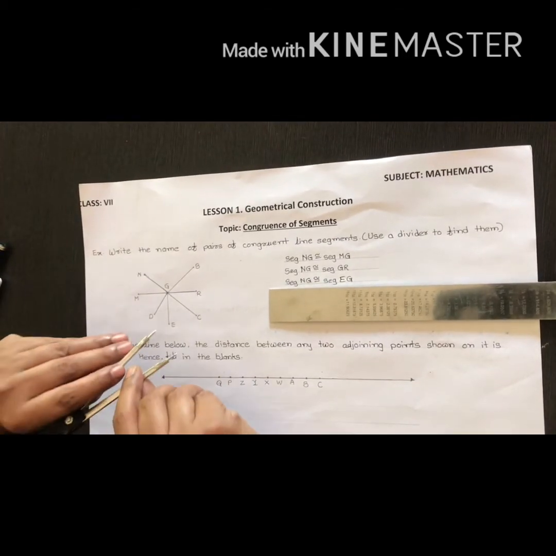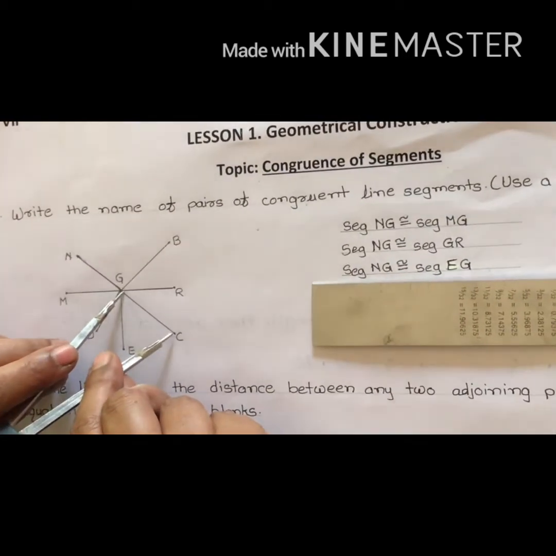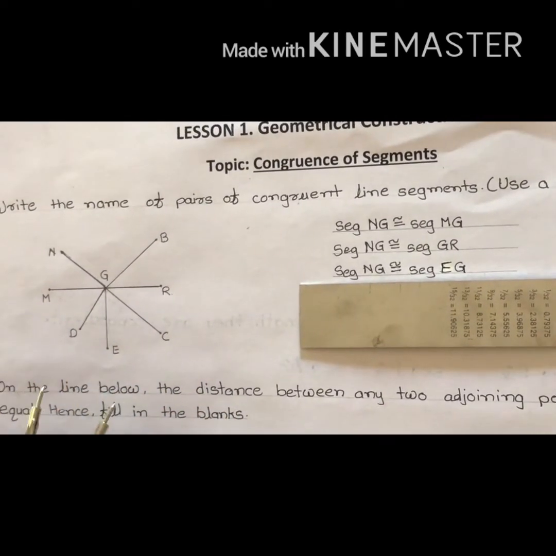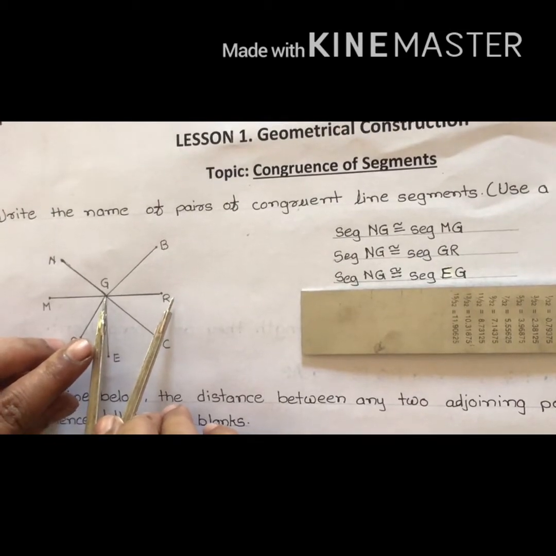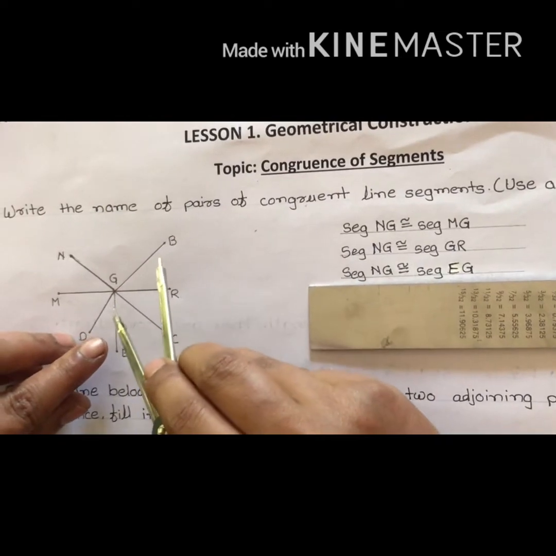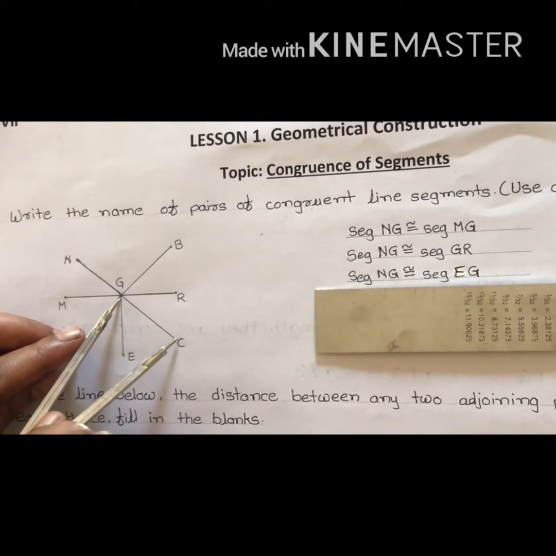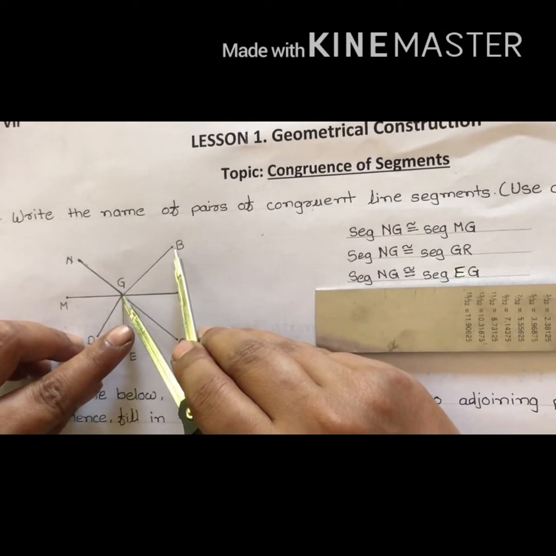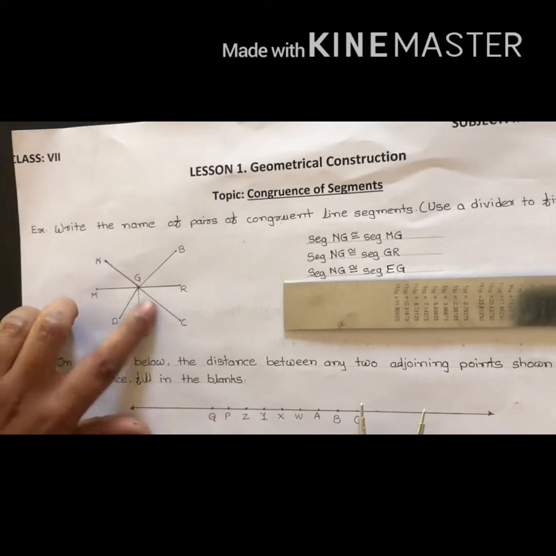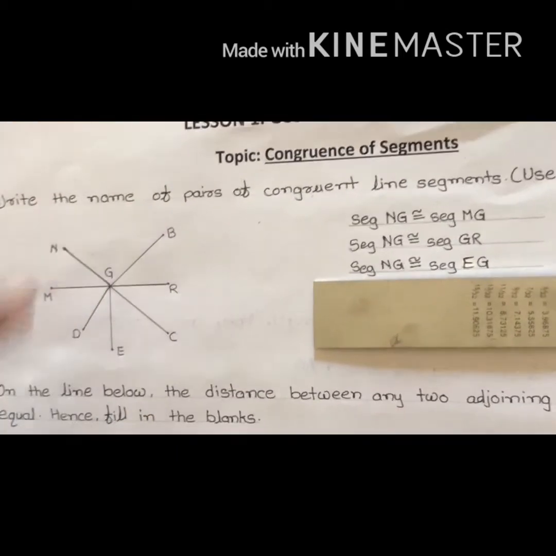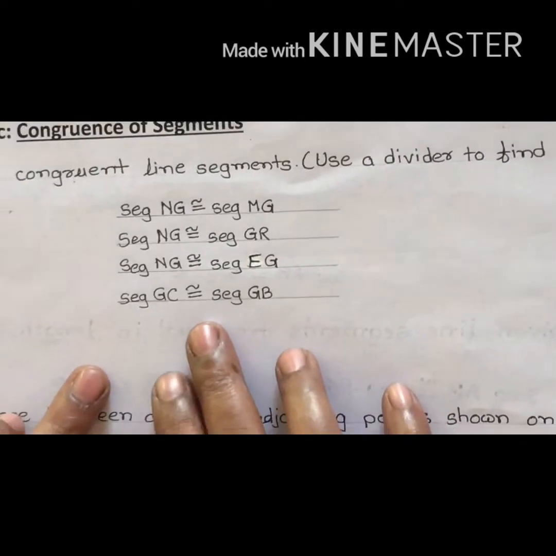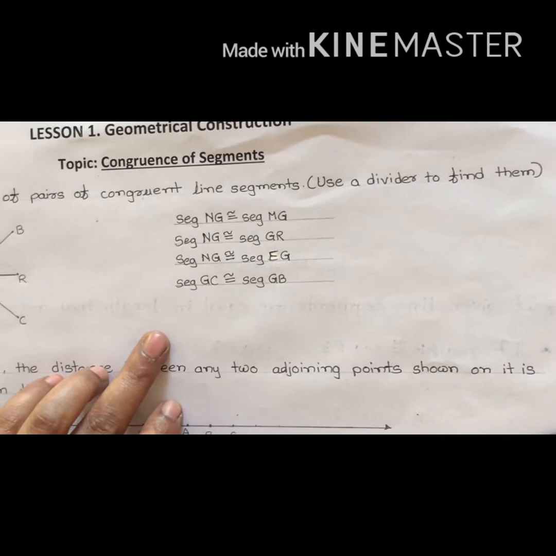Now, we will take distance of GC. We will check with segment GR, it's not equal, so they are not congruent. Now, we can check the distance of GC with segment GB, it's equal. So we can say segment GC is congruent to segment GB. So we can write segment GC congruent to segment GB.